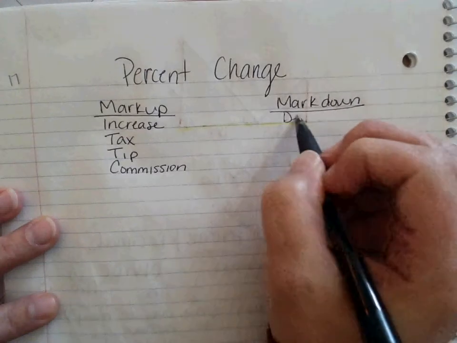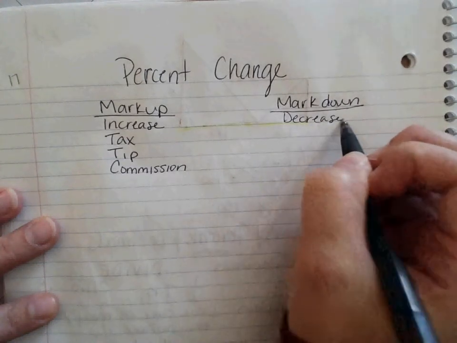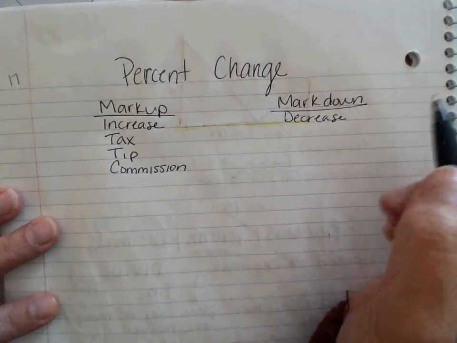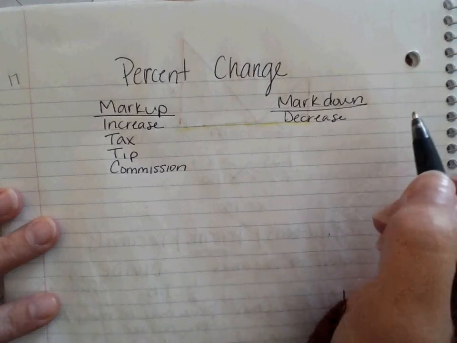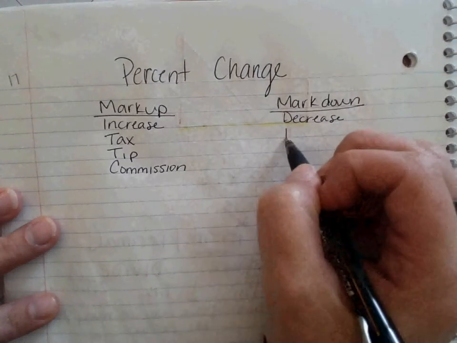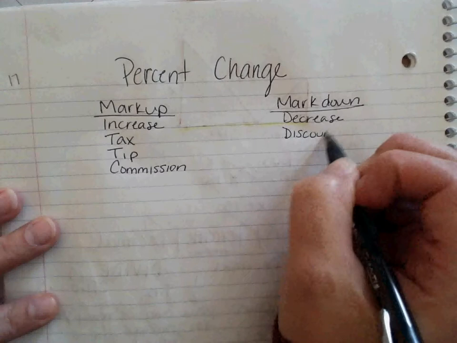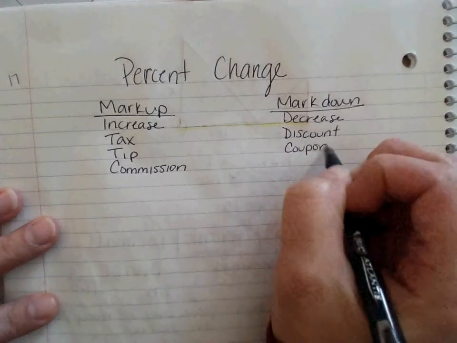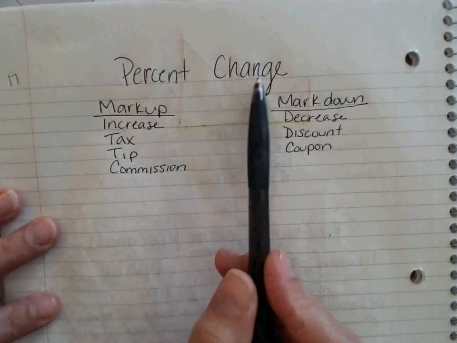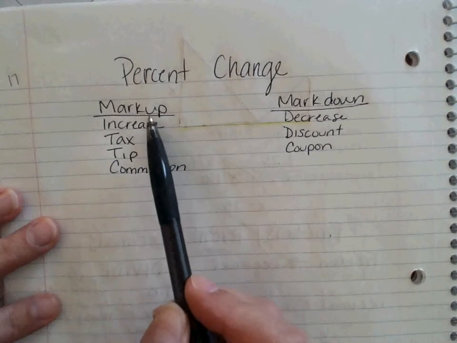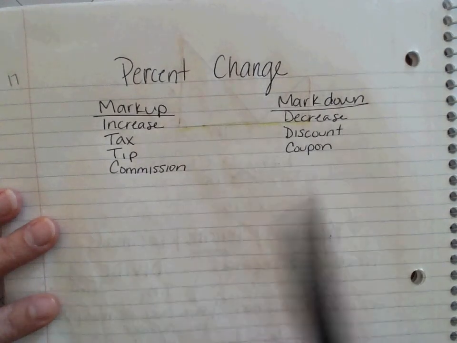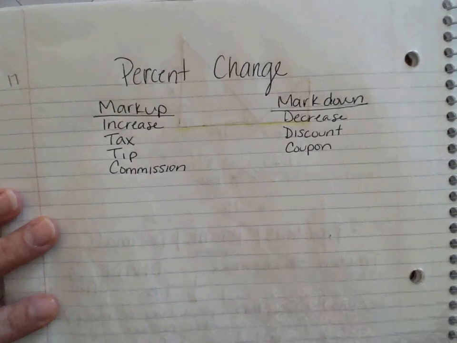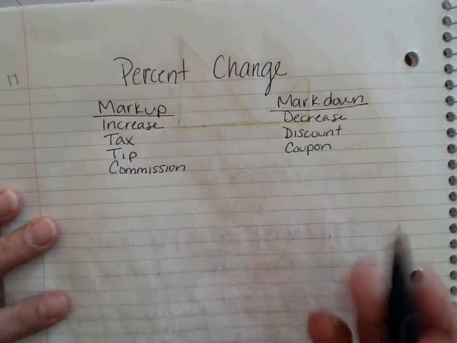Markdown is when we decrease. This is also when we talk about a discount or a coupon. So when we have a percent of change, the change is either going to be marked up or it's going to be marked down. We have a formula that we use for these.